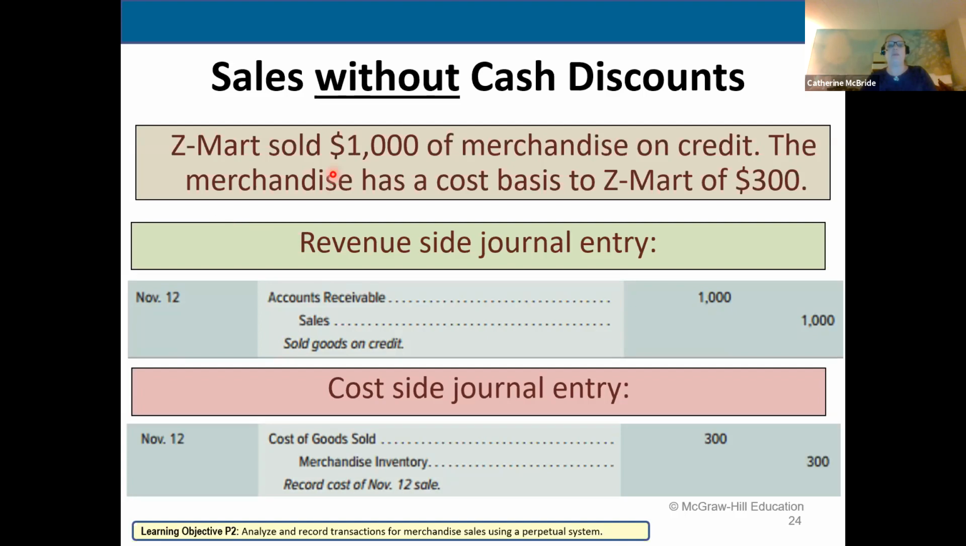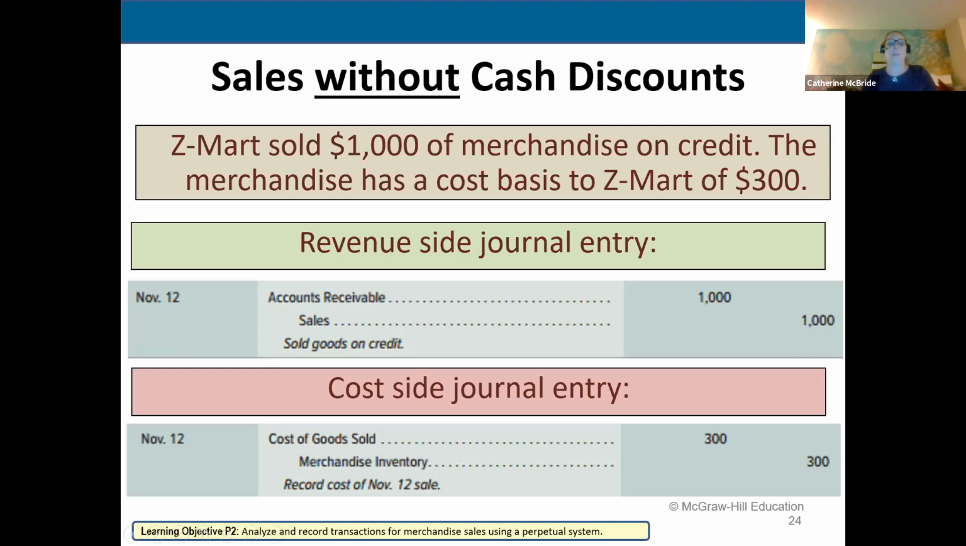Here we have Z-Mart sold $1,000 worth of merchandise on credit. The merchandise has a cost of $300. That means that when we purchased the merchandise, the inventory, we paid $300. But when we sell it, we're selling it for $1,000. So what's the difference between the $1,000 that we are getting for the inventory and the $300 that we originally paid for the inventory? That's our profit.